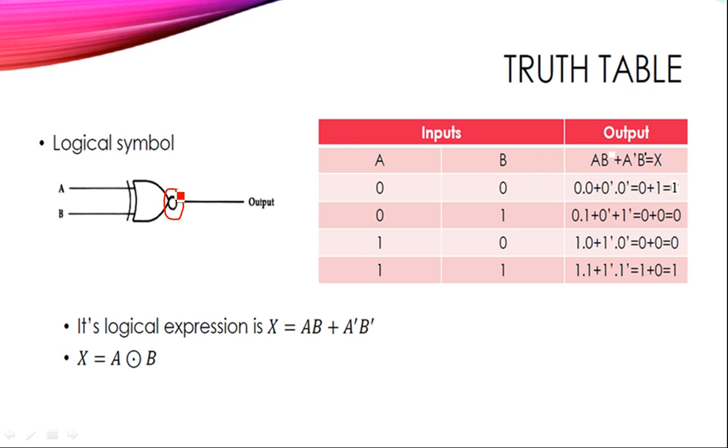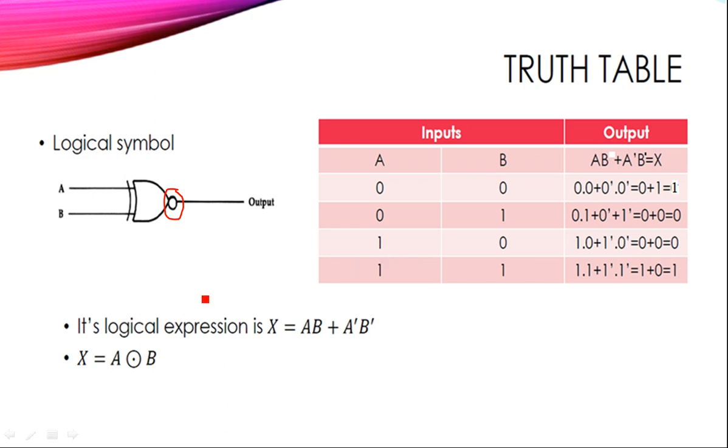So this is the logical symbol of the exclusive NOR gate. And this is the truth table. So when the inputs are the same, it produces the output high. When there are different inputs, it produces output 0. You can see here when A and B are both 0 0, output is 1. And when A and B are both 1 1, the output is 1. So for different inputs, if A is 0, B is 1, output is 0. And A is 1, B is 0, output is 0.